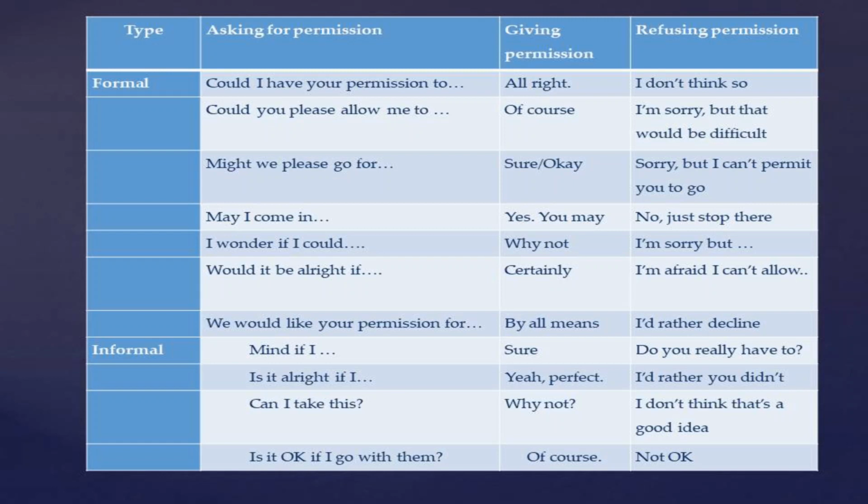Let us look into this table. Let us look at the first column, asking for permission, both formal as well as in the informal way. The formal way of asking for permission is, could I have your permission to? Could you please allow me to? Might we please go for? May I come in? I wonder if I could. Would it be all right if?